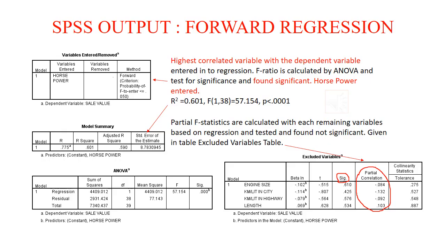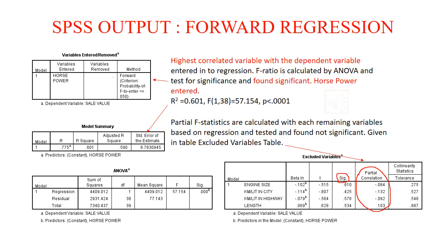Here you can see the SPSS output for the forward regression. It will generate tables: one is the variables entered table, the model summary table, the analysis of variance table, the excluded variables table, as well as the coefficients table, which is given in the next slide.